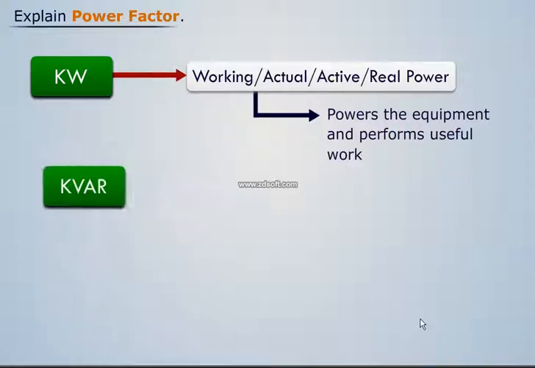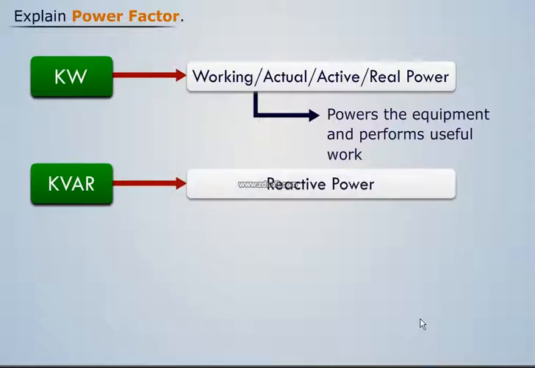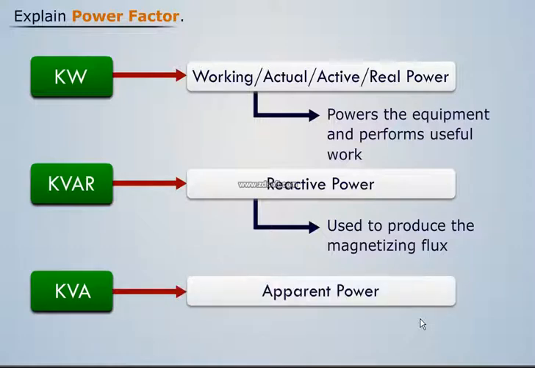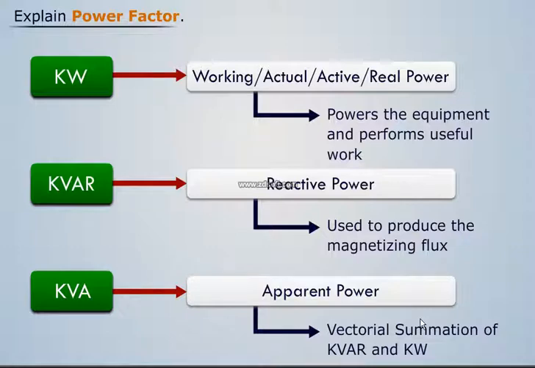kVAR is reactive power. It is the power which magnetic equipments like transformer, motor and relay need to produce the magnetizing flux. And kVA is the apparent power. It is basically the vectorial summation of kVAR and kW.